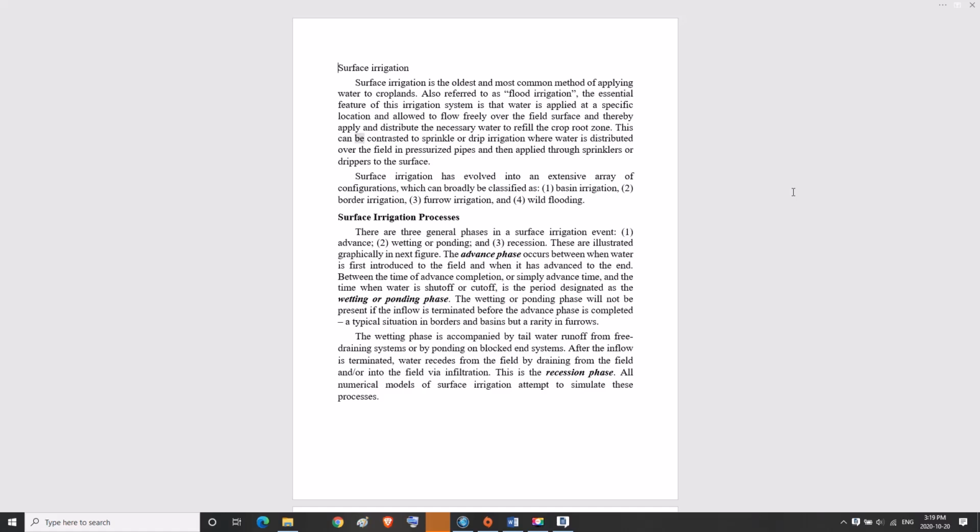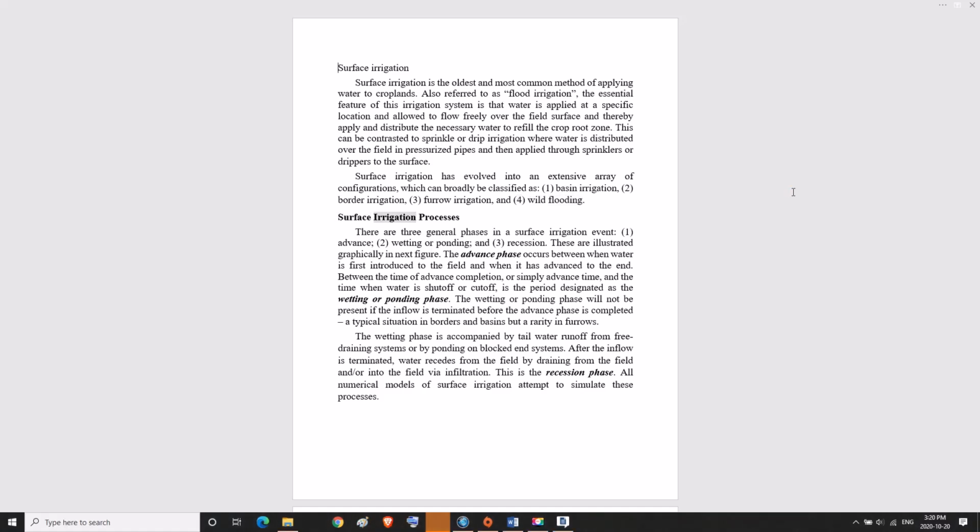This can be contrasted to sprinkle or drip irrigation, where water is distributed over the field in pressurized pipes and then applied through sprinklers or drippers to the surface. Surface irrigation has evolved into an extensive array of configurations, which can broadly be classified as: 1. Basin irrigation, 2. Border irrigation, 3. Furrow irrigation, and 4. Wild flooding.